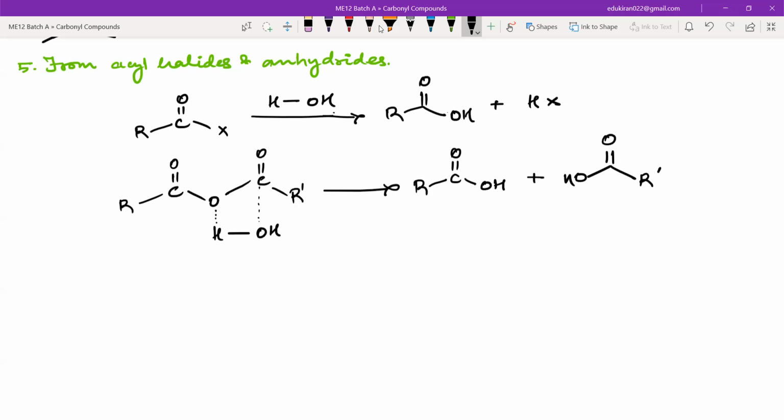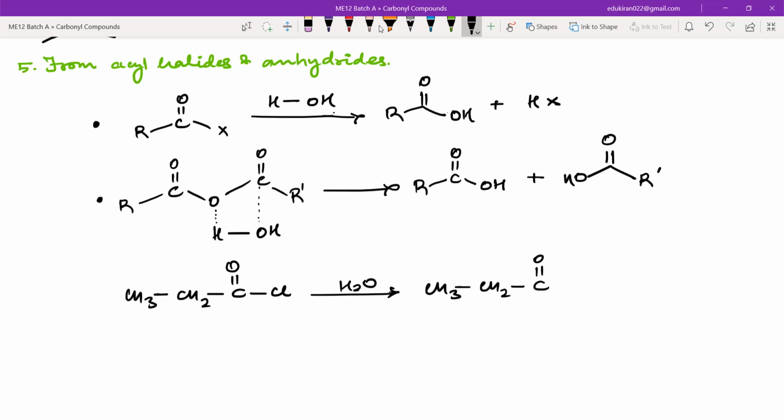So you can write some more examples. These are the generalized cases with R groups. You can write specific examples such as CH3, CH2, C double bond O, Cl. In the presence of water, it is going to give me carboxylic acid with the same number of carbon atoms. CH3, CH2, C double bond O, OH. If I have to say benzoyl chloride, that means a benzene ring, which is attached to COCl, in the presence of H2O, I'm going to get a benzoic acid.